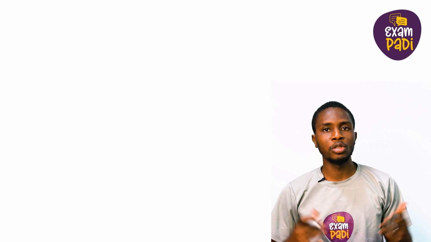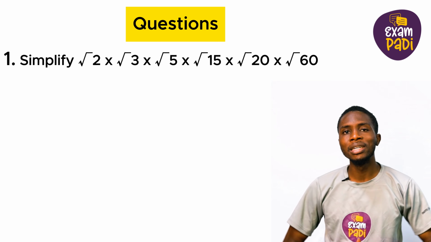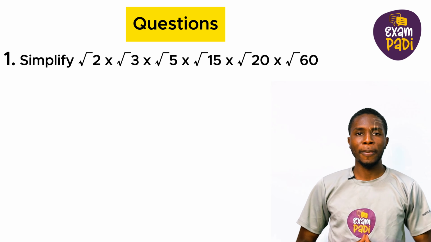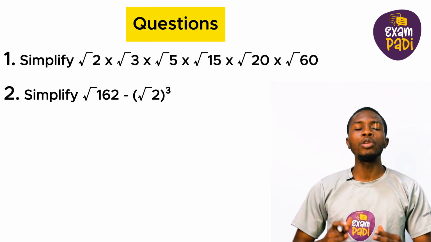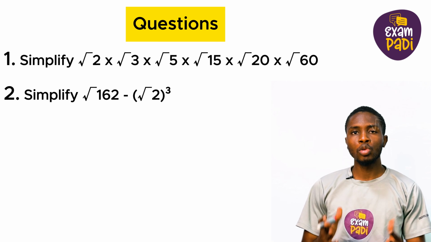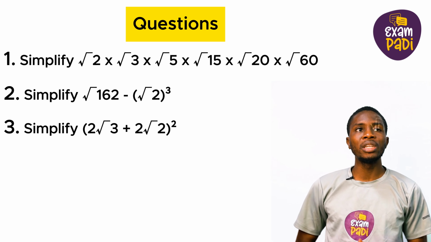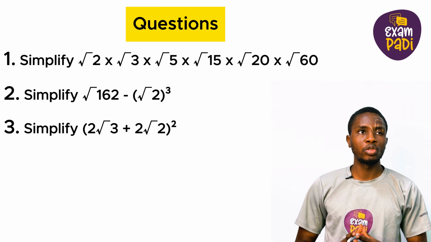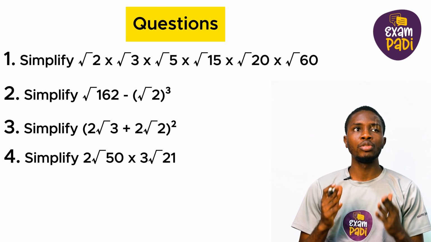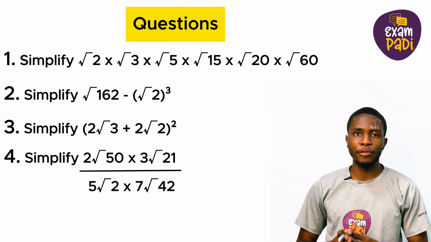Answer the following questions to evaluate yourself. 1. Simplify root 2 times root 3 times root 5 times root 15 times root 20 times root 60. 2. Simplify square root of 162 minus open bracket root 2 close bracket raised to the power of 3. 3. Simplify 2 root 3 plus 2 root 2, all squared. And 4. Simplify 2 root 50 multiplied by 3 root 21, over 5 root 2 times 7 root 42.